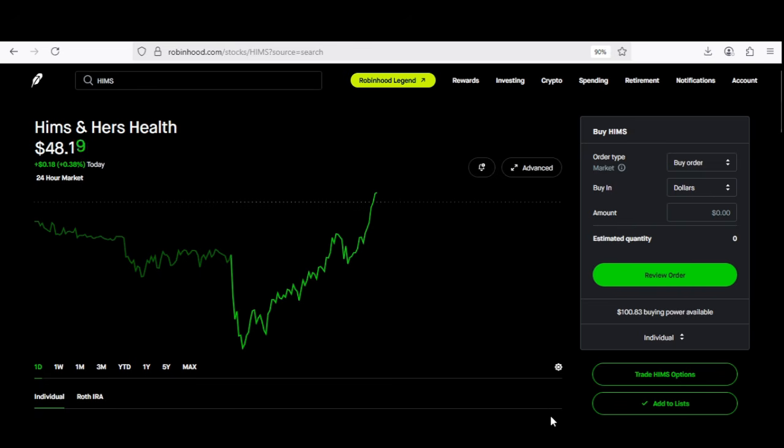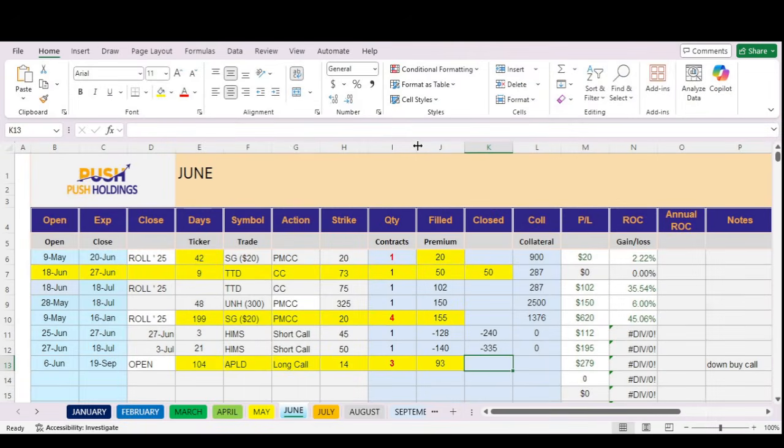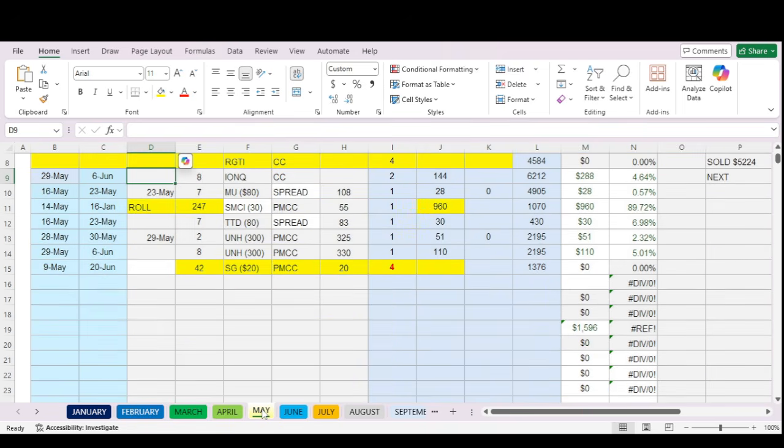So we're going to go ahead and open up the options dashboard. So here we are, and we are on the month of June. And as is customary, I'm going to go ahead and give you a quick review of what happened the month before, which was May. So let's step into May.